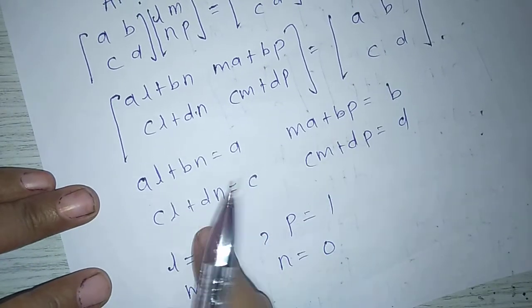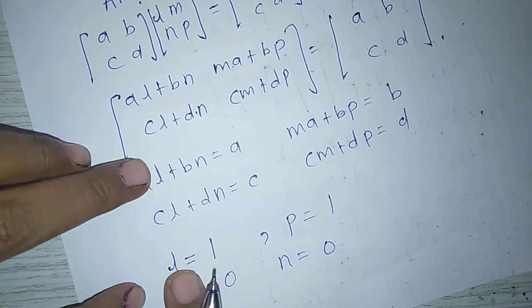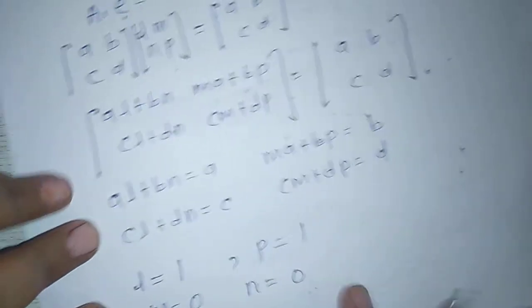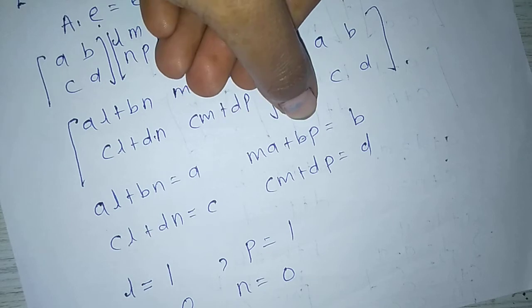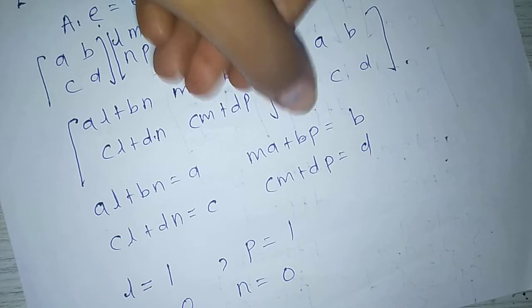By putting these values in this equation, we get the right hand side. L equal to 1, N equal to 0 means we get a. Similarly, M into a plus b into P, M is 0, P is 1, which is equal to b. Similarly for this.